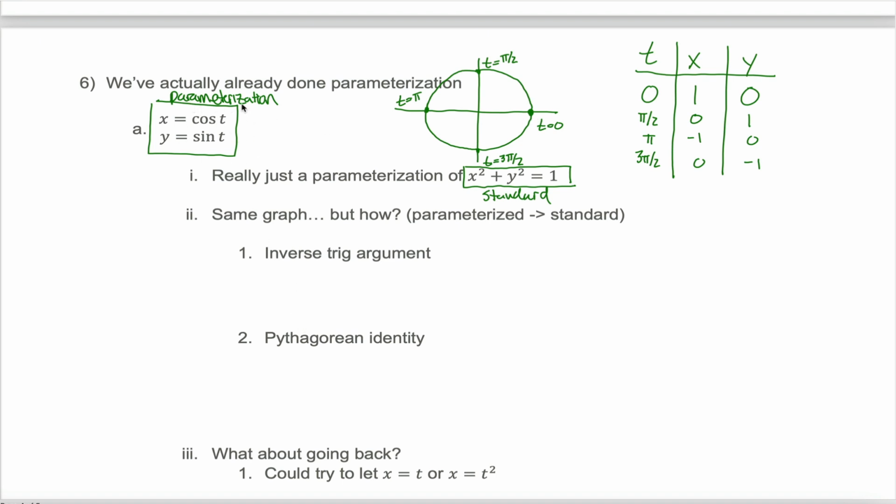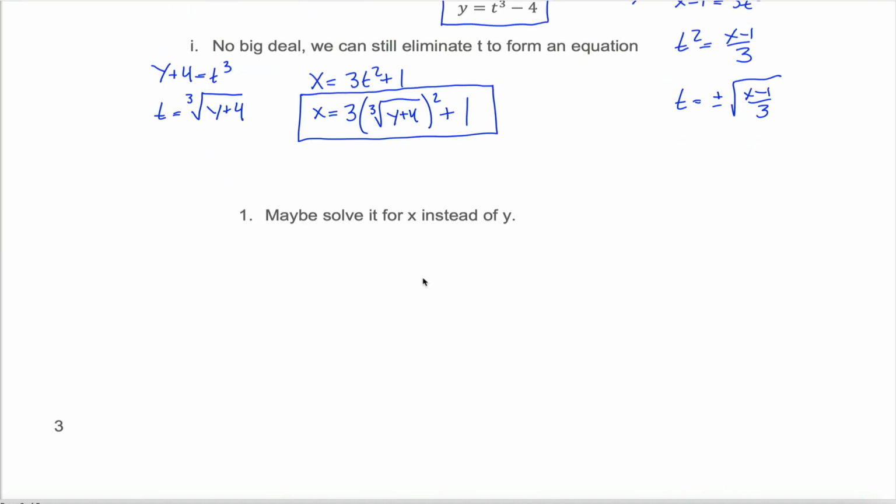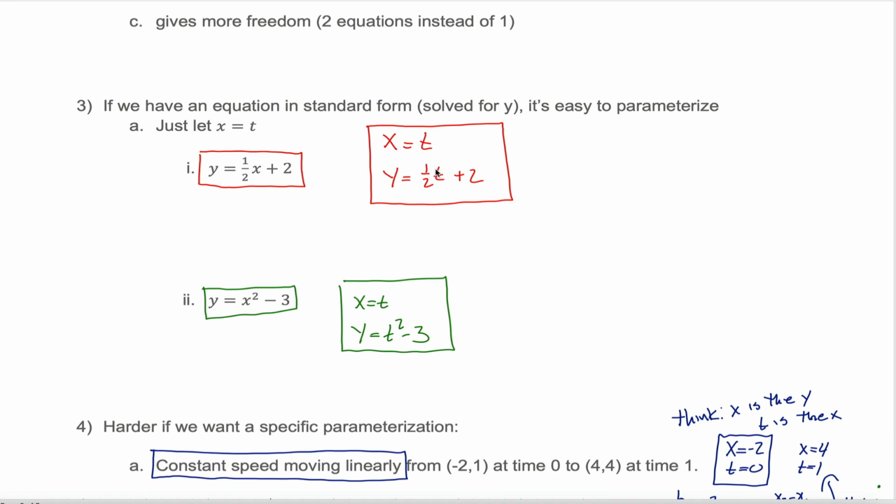There's lots of different parameterizations of the unit circle. This is just the one that we've seen before in our class. I think that's kind of cool. It gives this whole new perspective of everything we've been doing in this class. In the previous videos, we've learned how to go from the standard form to the parameterized form and how to go from the parameterized form to the standard form, right? If you want to go from standard to parameterized, well, it's fairly easy as long as you don't care about the parameterization that you're doing.